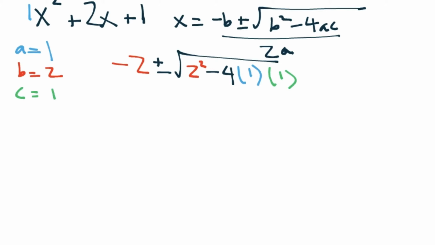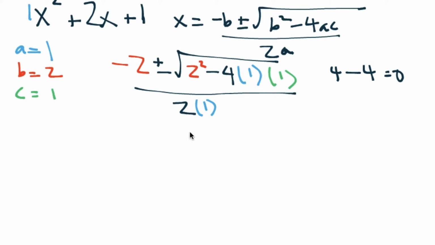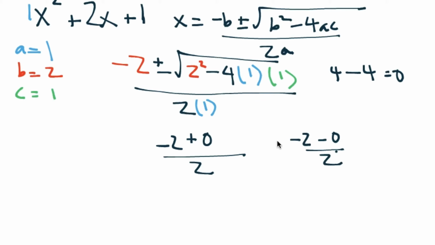So there we go, and then it's all over 2 times a. A is going to equal 1. So then we can simplify this, but if you notice, inside here, 2 squared is 4, and 4 times 1 is also 4, so 4 minus 4 is 0. So then you end up with just negative 2 plus 0 over 2, and negative 2 minus 0 over 2, and those end up being the same answer.